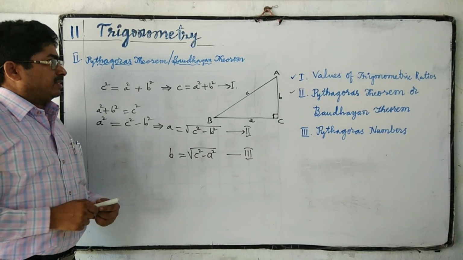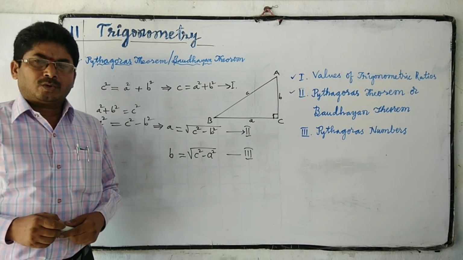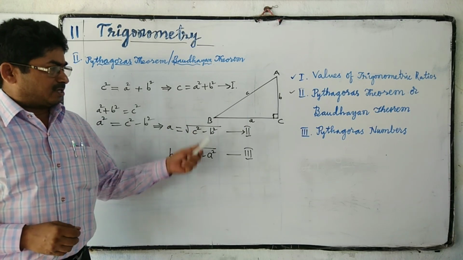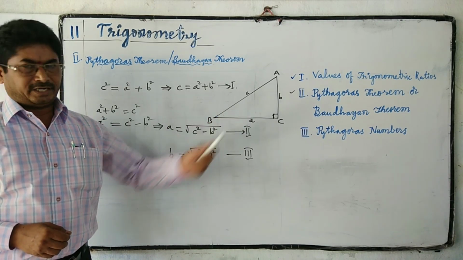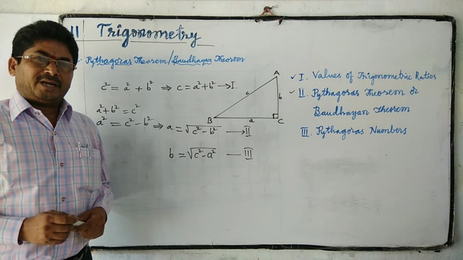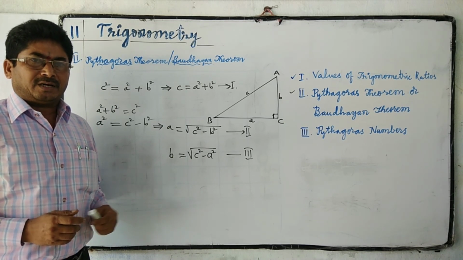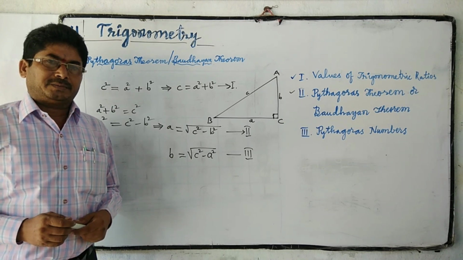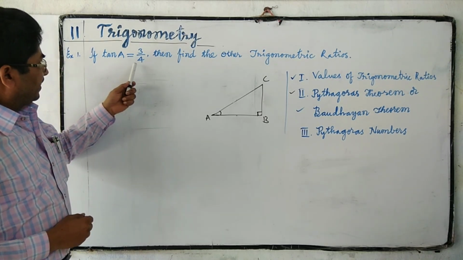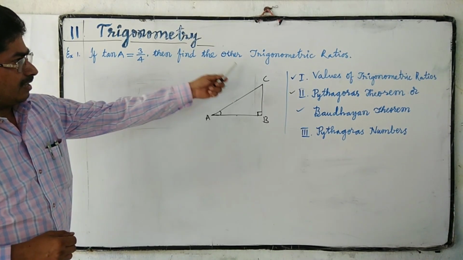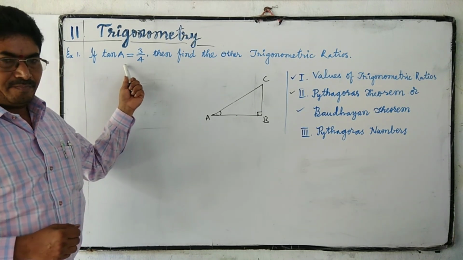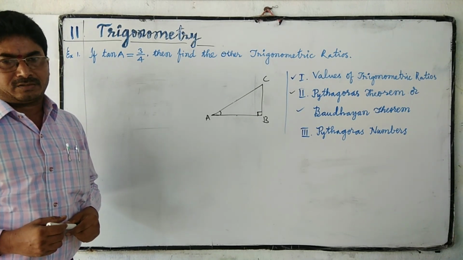Based on this Pythagoras theorem or Baudhayana theorem, if one of the sides and any other parts, either angle or sides of a right angle triangle, is known, the remaining sides and angles of the triangle can be determined. Let us see one example. If tan A is equal to 3 by 4, then find the other trigonometric ratios. Other trigonometric ratios means sin, cos, cot, sec, cosec. We have to find.